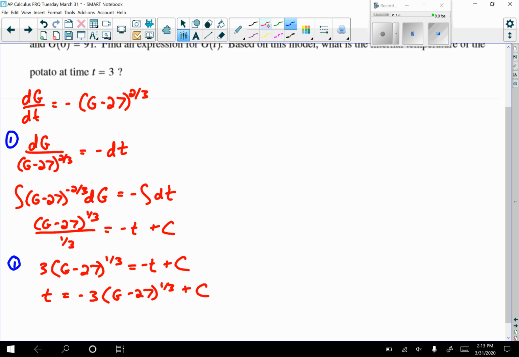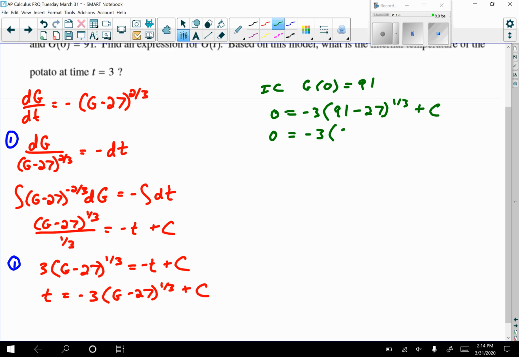So next I want to use the initial condition of g of 0 is equal to 91. So using this down here, t is 0, so I'll have 0 equals the negative 3, g is 91, minus 27 to the 1/3 plus c. So again, this will give us 64, and we could take the cube root of 64. The cube root of 64 is going to be 4, so we get negative 3 times 4 plus c. So c is going to equal 12. So we get another point for reaching this step right here.